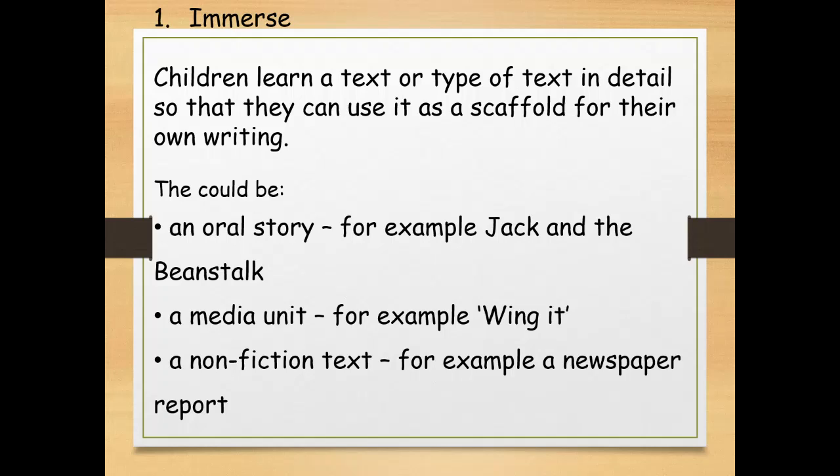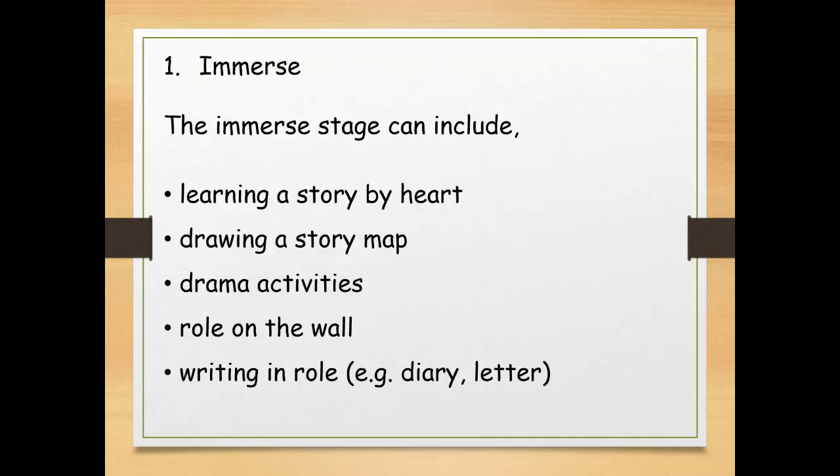During the immersion stage at the beginning, children will learn a text or a type of text in detail so that they can use it as a scaffold for their own writing. So, for example, this could be an oral story. In younger years, they've used Jack and the Beanstalk and The Three Little Lambs, so knowing that narrative style of writing. It could be a media unit, for example, Wing It, or a non-fiction text, for example, writing a newspaper report. So they fully become immersed in that style of writing.